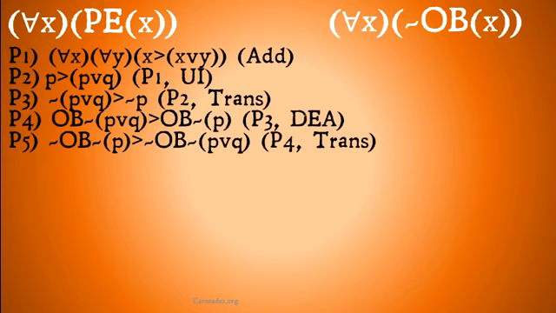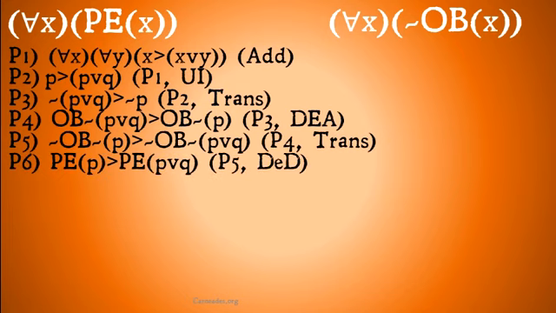Then we'll use transposition once again to throw some more negations in there, and we'll use our Deontic definitions to get it's permissible that P implies it's permissible that P or Q. All right?